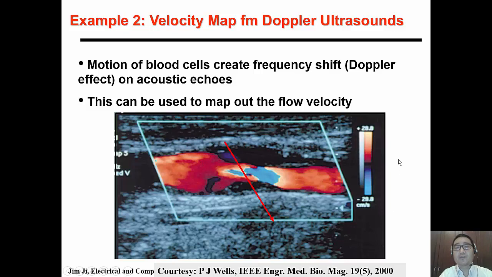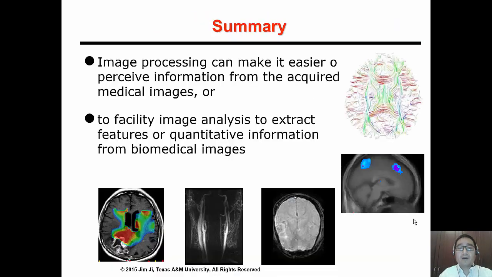With the MRI we can do a similar measurement, just with a different kind of physics, and you can measure those blood velocity and motion. So in summary, medical image processing can make it easier to perceive information from acquired images, or facilitate image analysis to extract features or quantitative information for diagnosis.